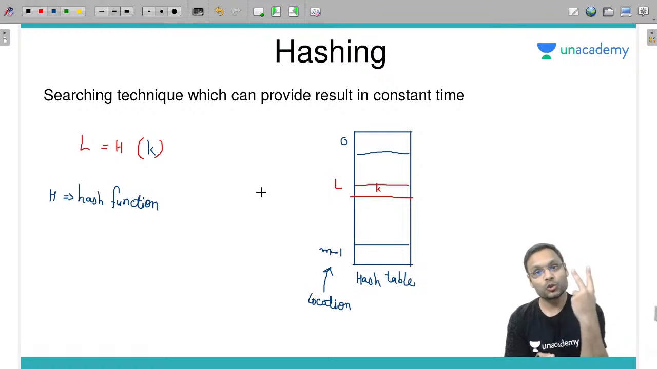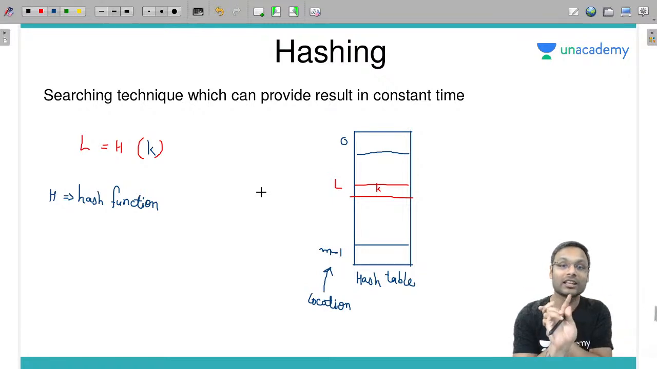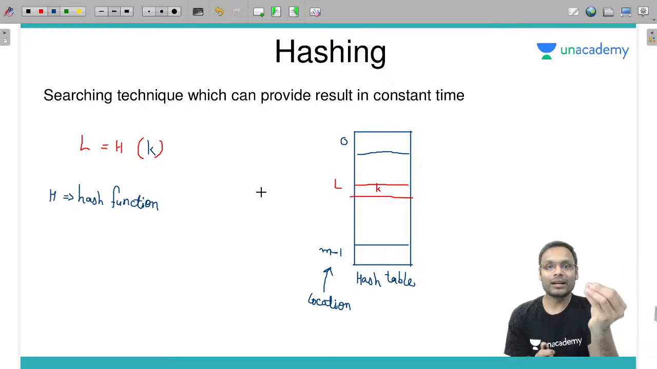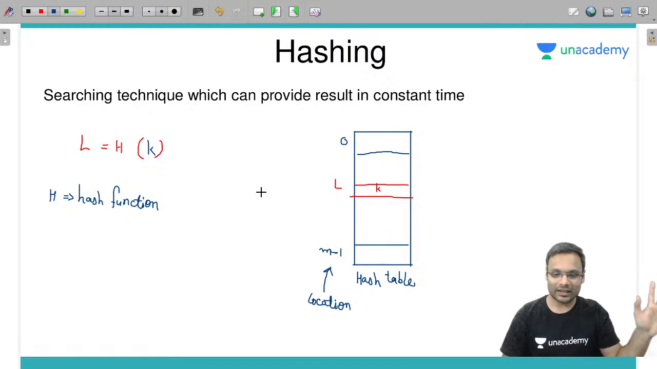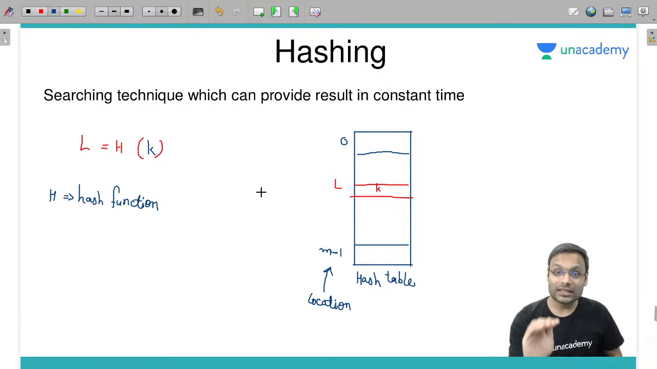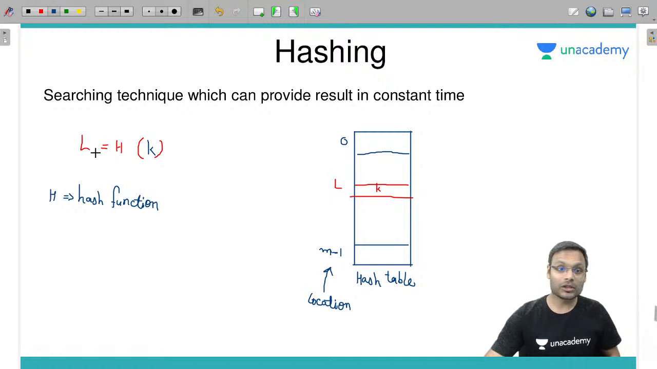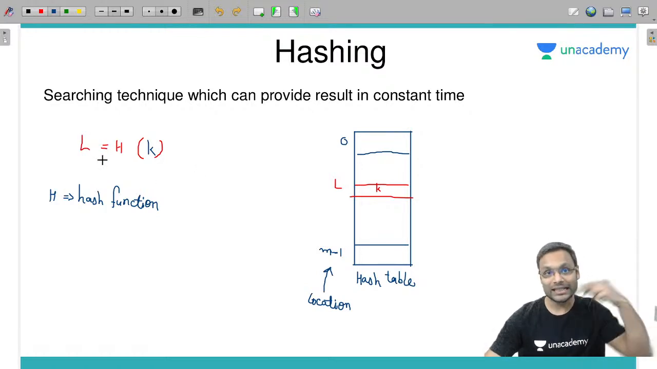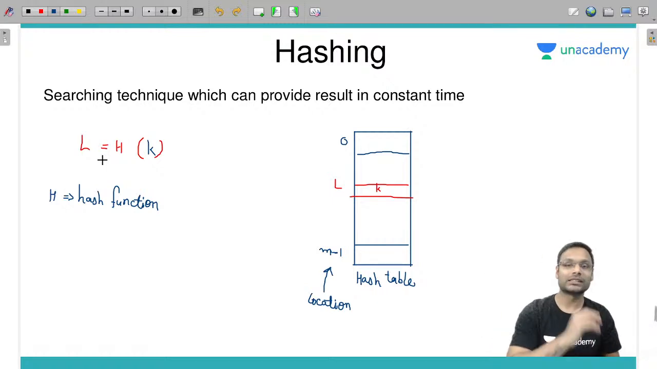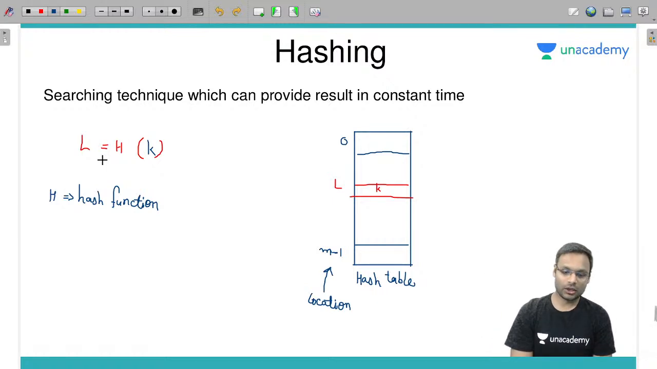Why? It consists of two things. One is the hash table and another one is the hash function. Together both the things will be called a data structure. I hope you guys are clear about this now. Remember, hashing is a searching technique which can provide results in constant time. Why? Just because it has a hash function. That hash function provides you the location where you will insert while inserting, and where you will search while searching. Okay, got it?